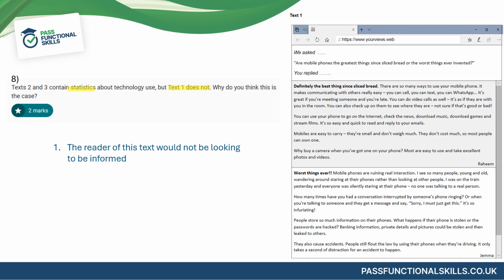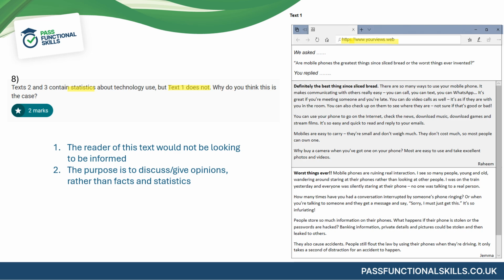So this text is a discussion forum, yourviews.web. The purpose of it is kind of just to discuss, to give opinions. So the reader of this text would not necessarily be going to it to be informed about lots of statistics to do with technology use. So that could be one reason. It's not necessarily necessary for the type of reader who's going to be reading this text.